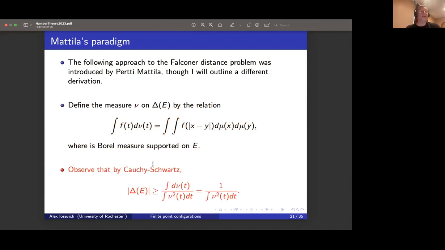Okay. And if we apply the Cauchy-Schwarz inequality, then what we see is that if we can bound the L2 norm of the distance measure from above, then we can bound the Lebesgue measure of the distance set from below. Okay, you can rightfully start complaining, why do I even get to talk about the L2 norm of a measure? Well, I don't, but if I can make sense of the L2 norm of a measure, and if I can bound it from above, then this idea will go through.